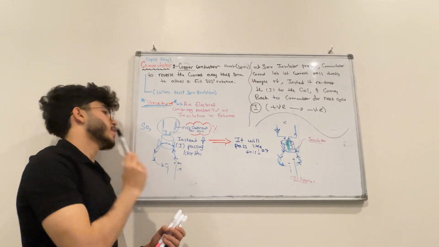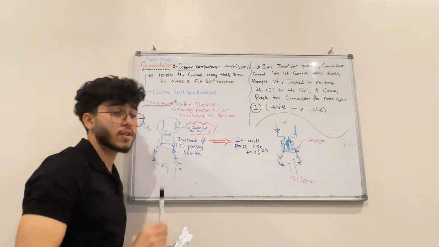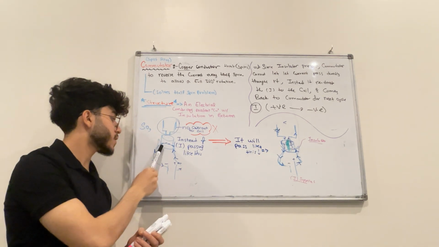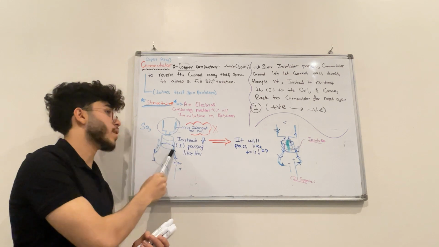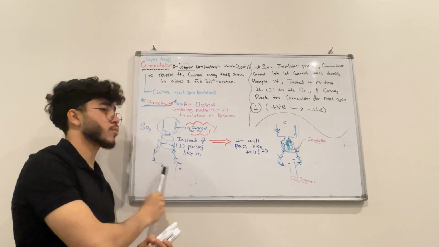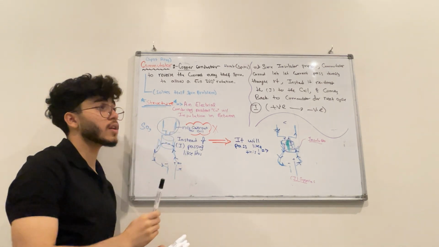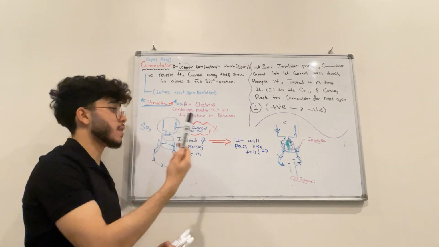Now, deep into the commutator, we have an insulator in between. Why is there an insulator? Because when current is passing, it is a copper electrical conductor. If there is no insulator, current will pass through the conductor and it will just keep cycling over here. We don't want that. We want current to pass to the coil so it can produce magnetism and spin, okay?